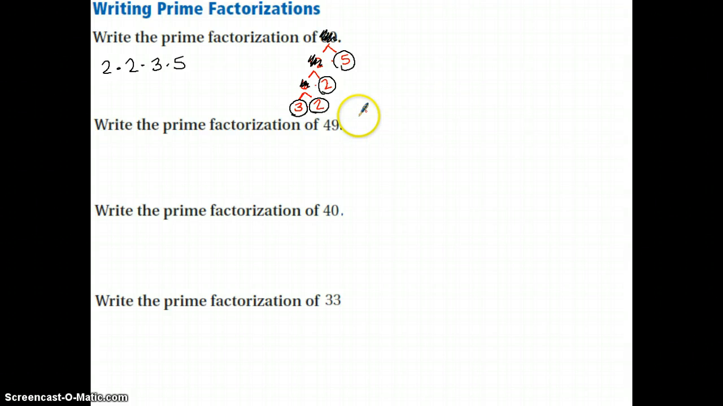For 49, I'll start by breaking it down into 7 times 7. Now if you notice, I can't break either of these numbers down any further. So this is our prime factorization, simply 7 times 7. When you multiply those two together, you do get 49.